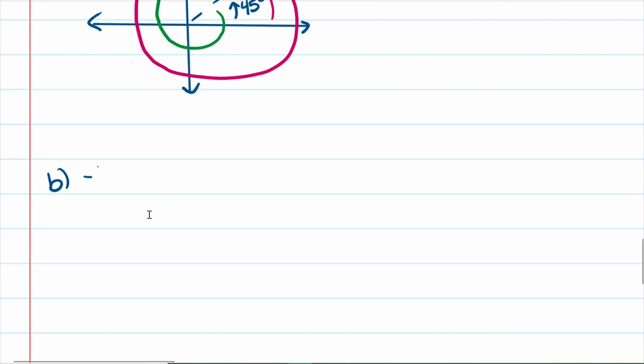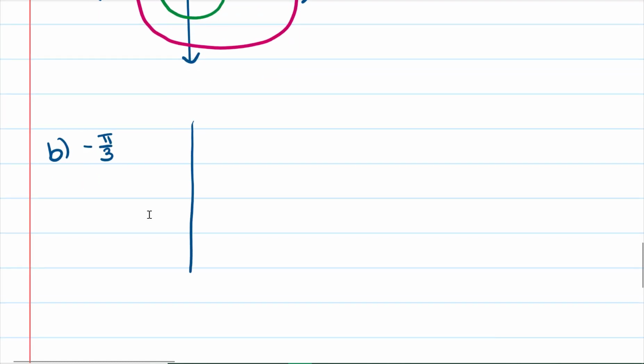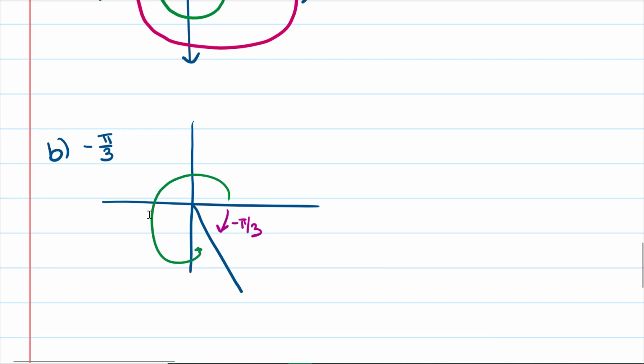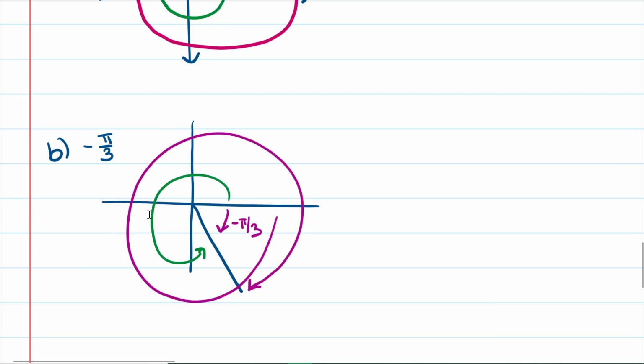B gives us negative pi over 3. Negative pi over 3 means we're going to go down pi over 3, so that's about right here. Pi over 3 is about here. This is pi over 3 if you looked on your unit circle. So negative pi over 3 is just in the opposite direction. Our goal is to then find this angle as well as that angle. All we have to do is add and subtract 2 pi.